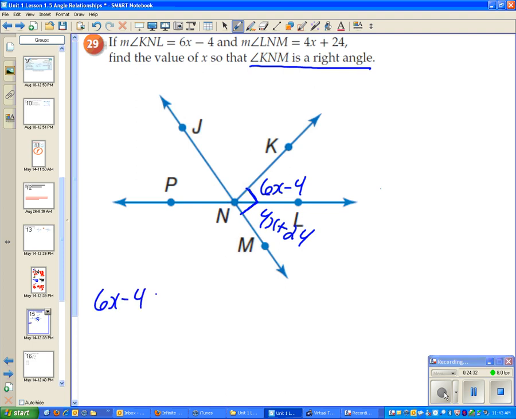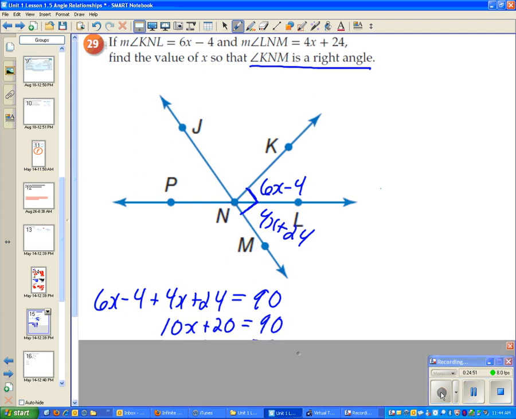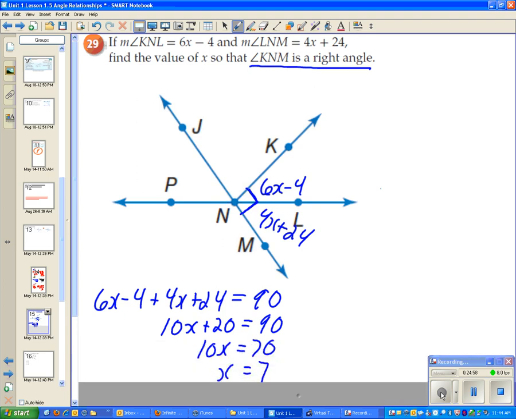6x minus 4 plus 4x plus 24 equals 90. Solve that for x and see what you get. What does x equal? Add 6x plus 4x to get 10x. Negative 4 plus 24 is 20. Subtract 20, divide by 10. All right. We okay with 29?